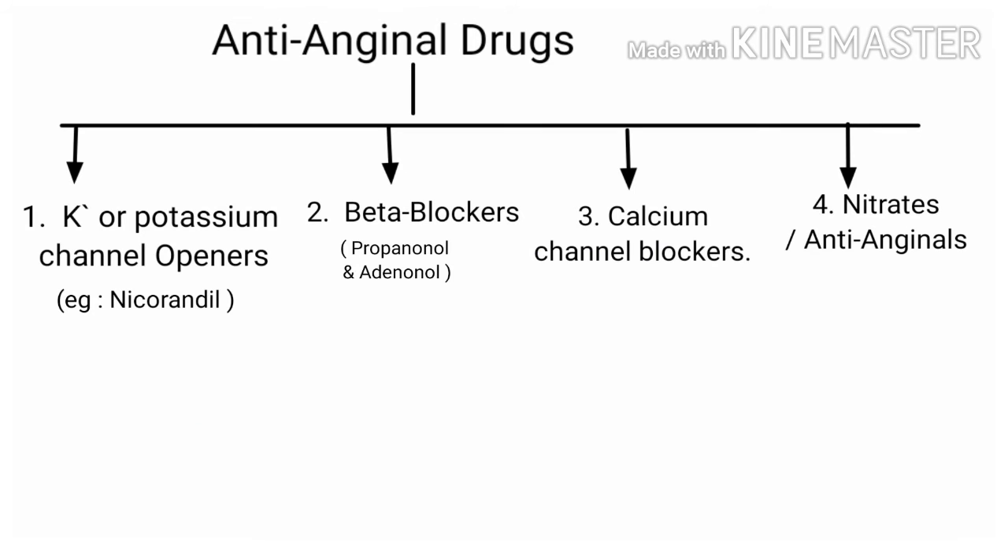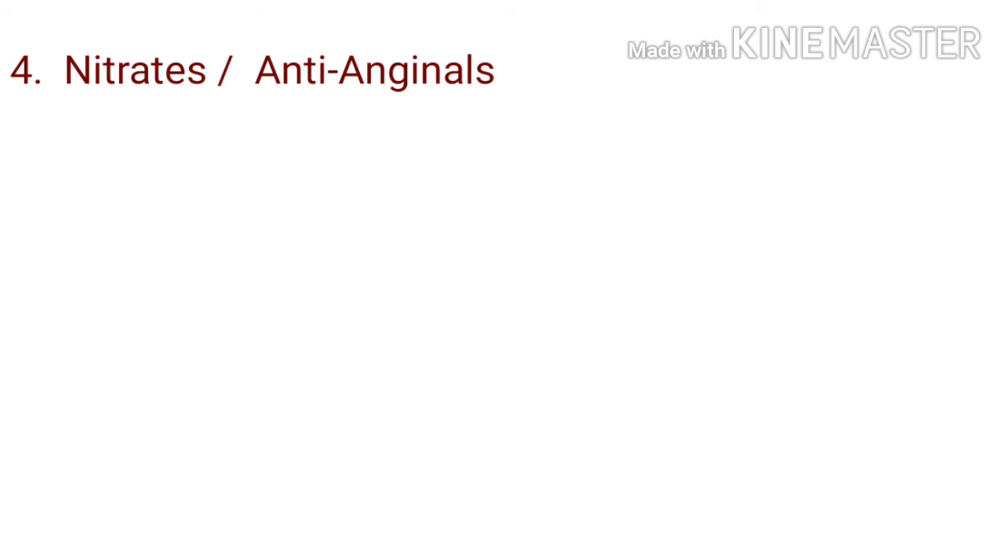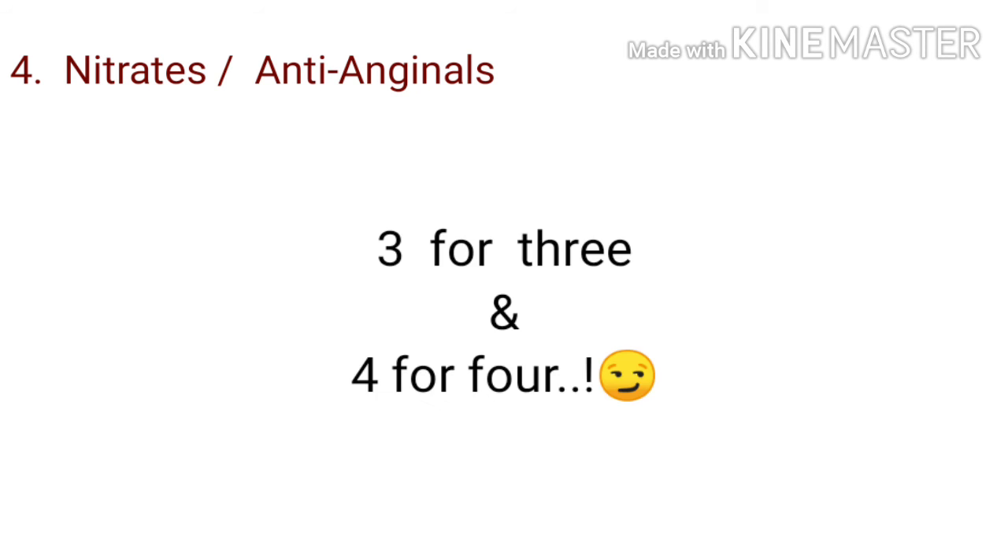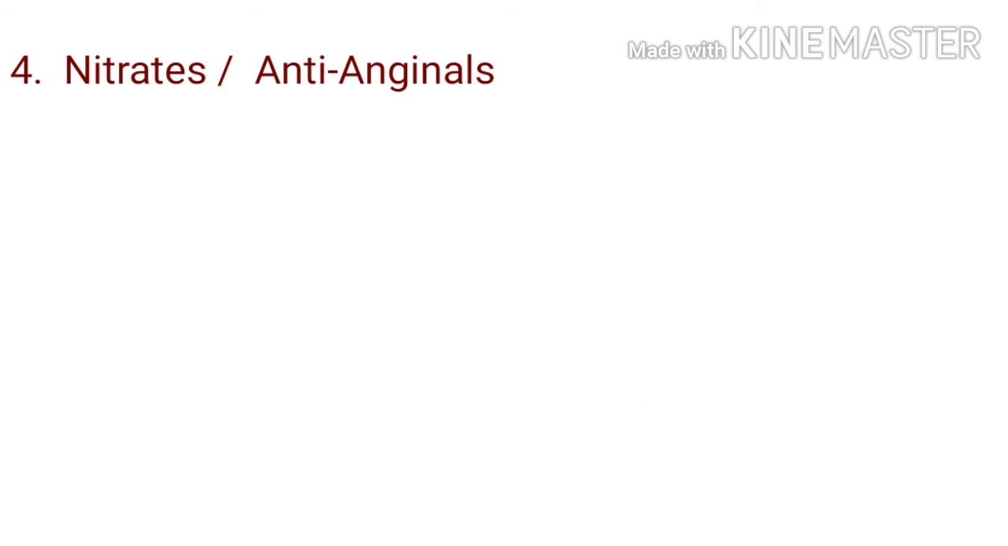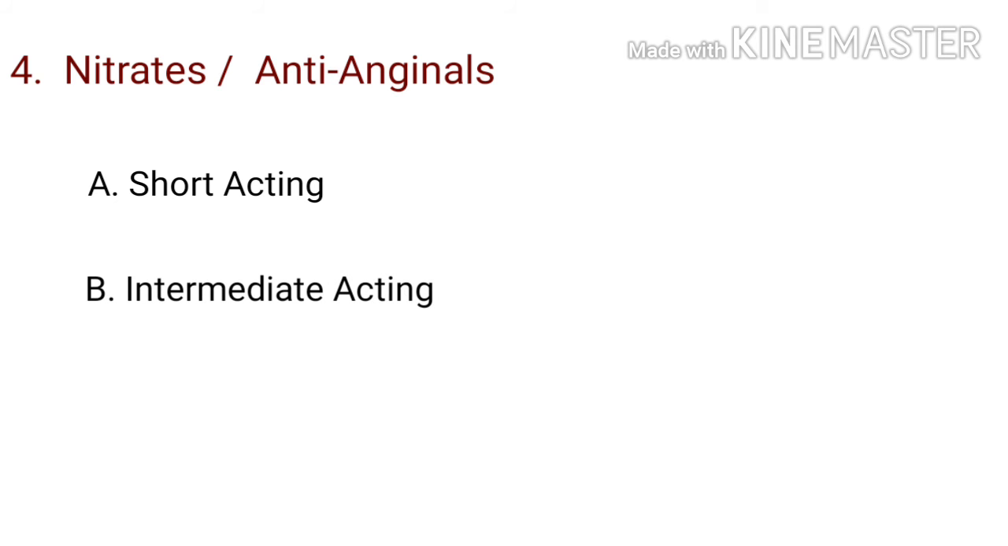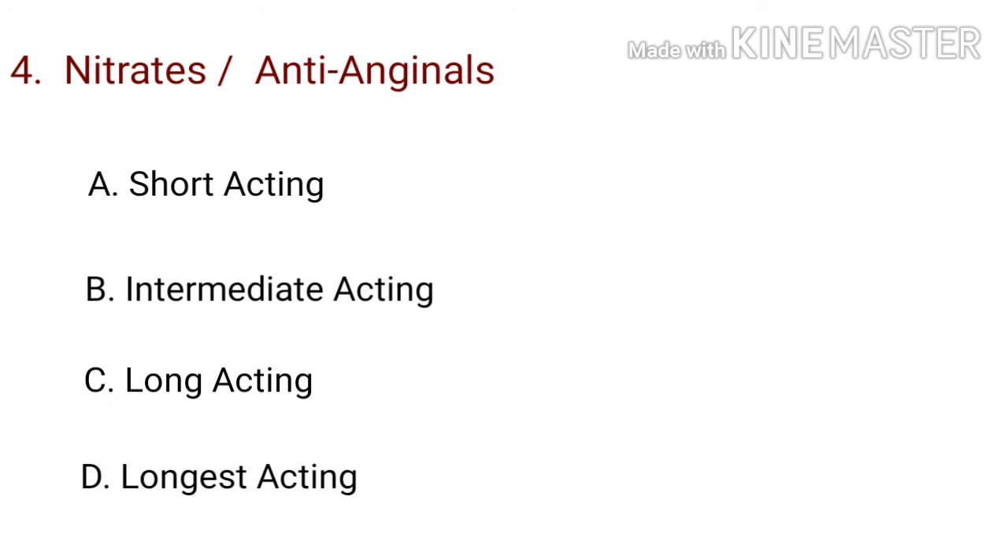Then the last subclass of anti-anginal drug, that is nitrates or anti-anginals. Under this 4th subclass there are 4 more subclasses, similar to the 3rd subclass which had 3 more subclasses. There is no mnemonic needed to learn the 4 subclasses of the 4th subclass, because it is very easy. Let's see what this is. Short acting, intermediate acting, long acting, very long acting.